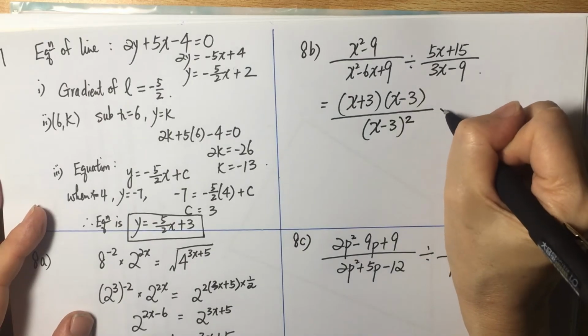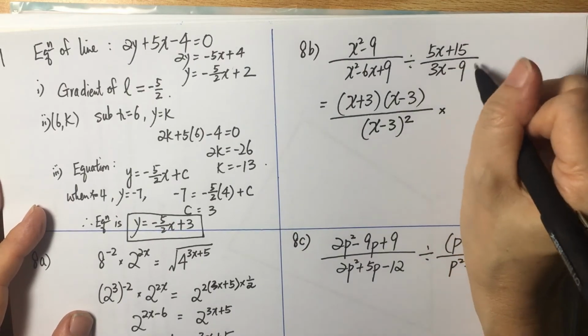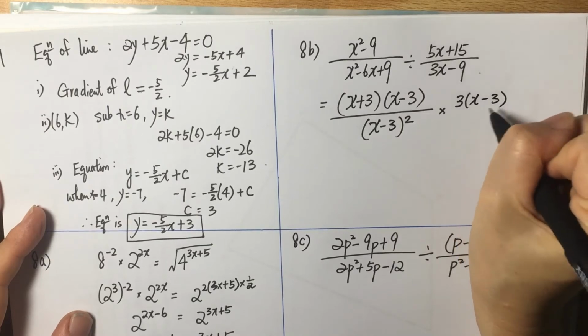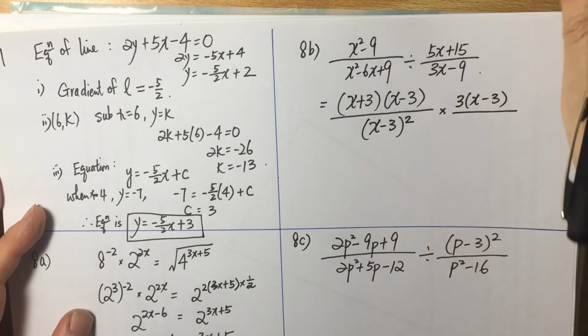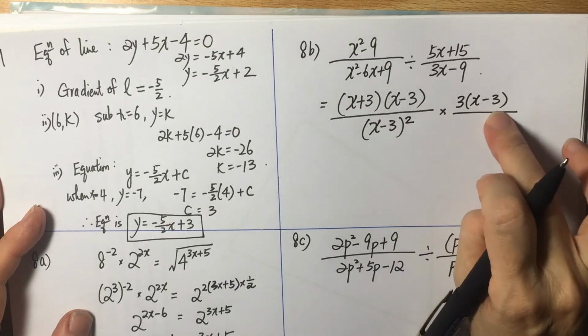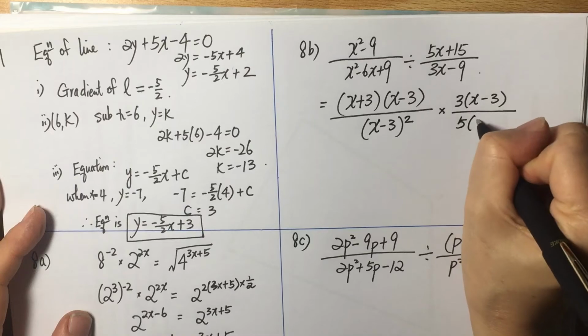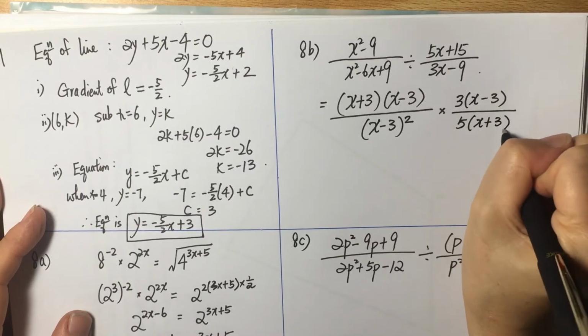Divide means times. Times what? The reciprocal. So I take 3 out. Okay, so this one becomes the numerator: 3 times (x minus 3). As for the denominator, it is 5 times (x plus 3).